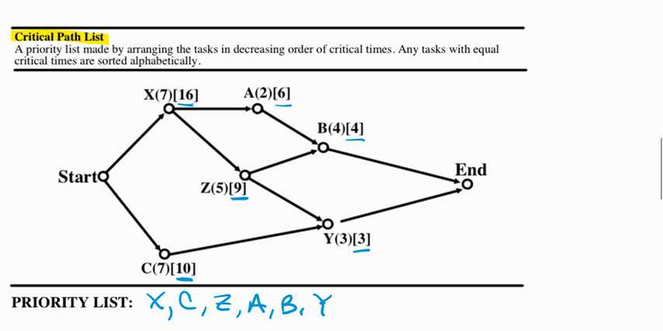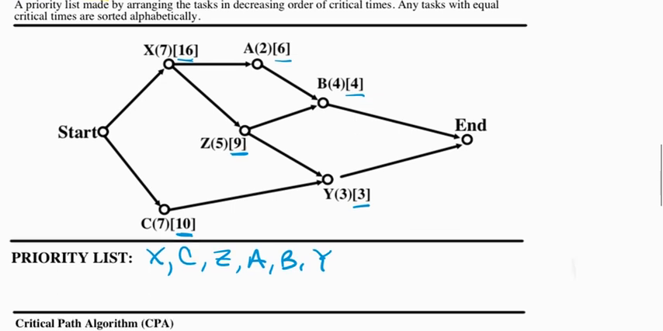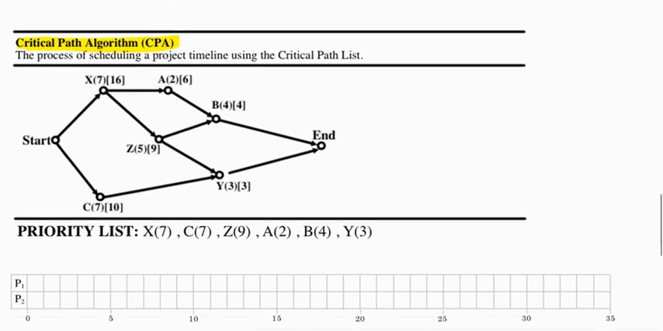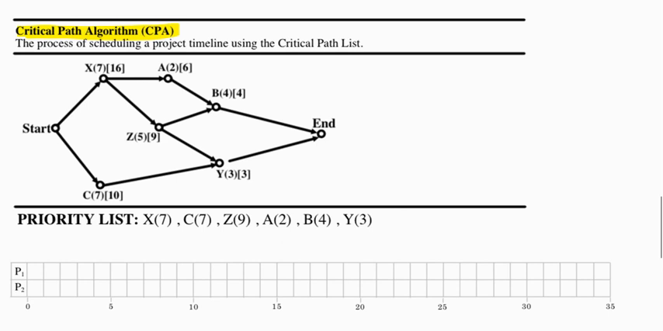That brings us to the critical path algorithm. The critical path algorithm says that we will now schedule these tasks using the critical path list as the priority list. And you see that now I have all of the tasks here with their task times. And this is an important point. Sometimes students mix up task times with critical times. You can only schedule according to the time that it takes to complete a task, not its critical time. The critical time is only used to help us identify what's going to create delays in our projects.